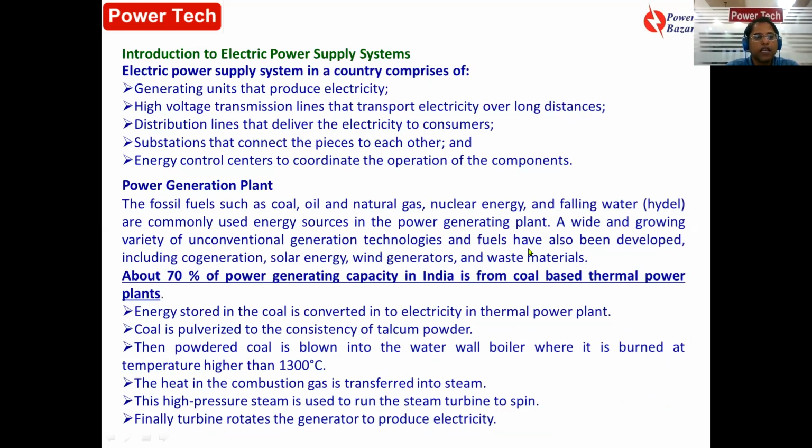So the energy stored in the coal is converted to electricity in a thermal power plant. Coal is pulverized to the consistency of talcum powder, that means it is made into very fine particles. This powdered coal is blown into the water wall boiler, where it is burned at a high temperature, maybe around 1300 degrees centigrade. The heat of the combustion gas is transferred to the steam. Then the high pressure, high temperature steam is used to spin the steam turbine. Finally, the steam turbine rotates the generator to produce electricity.